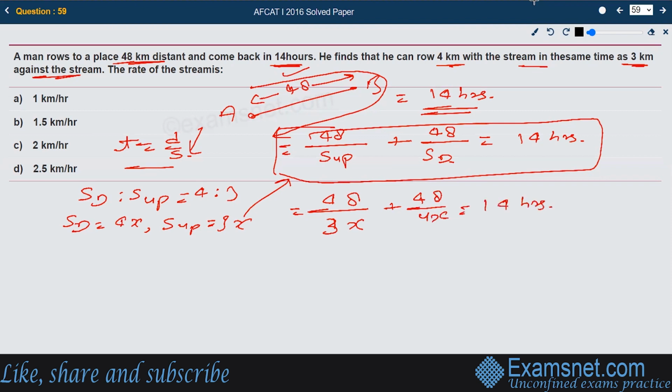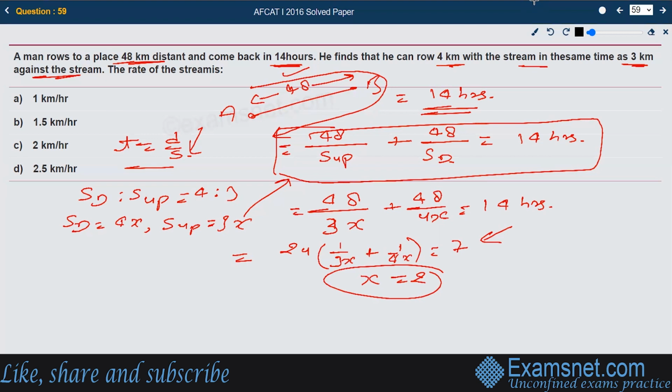Now see, if we want to solve this equation, we can simplify 14 and 48 by cutting them together. So it becomes 24 taken common, 1 upon 3x plus 1 upon 4x is equal to 7 on this side. And if you solve this equation, the value of x comes out to be 2.